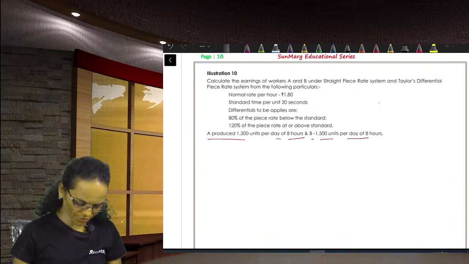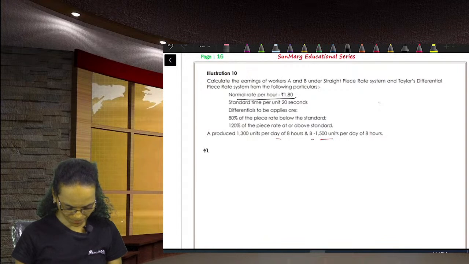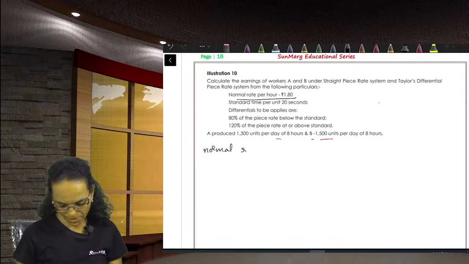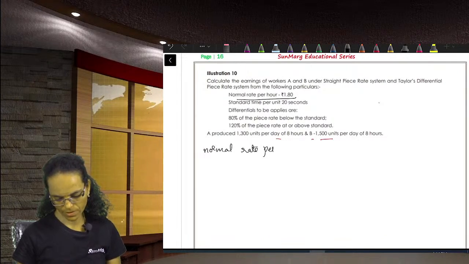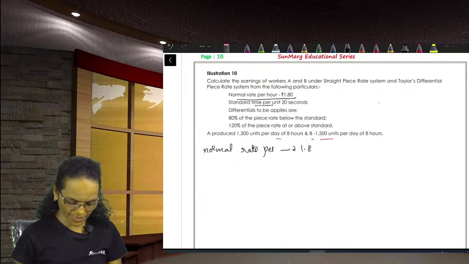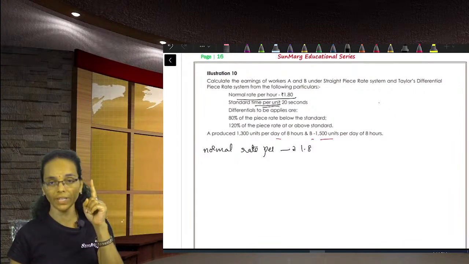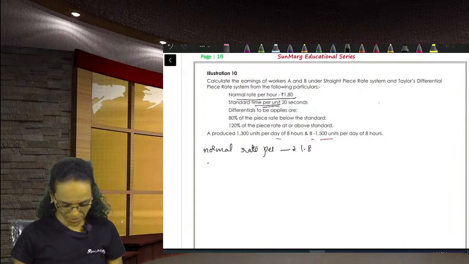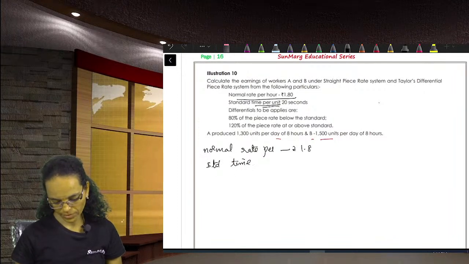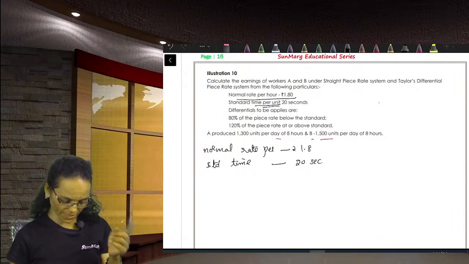Okay. Now we need to find out the earnings of A and B. First we will see what the normal rate per hour is. Normal rate per hour is 1.8 paisa or 8 rupee per hour. Standard time allowed per unit is 20 seconds. We need it in minutes and hours also.